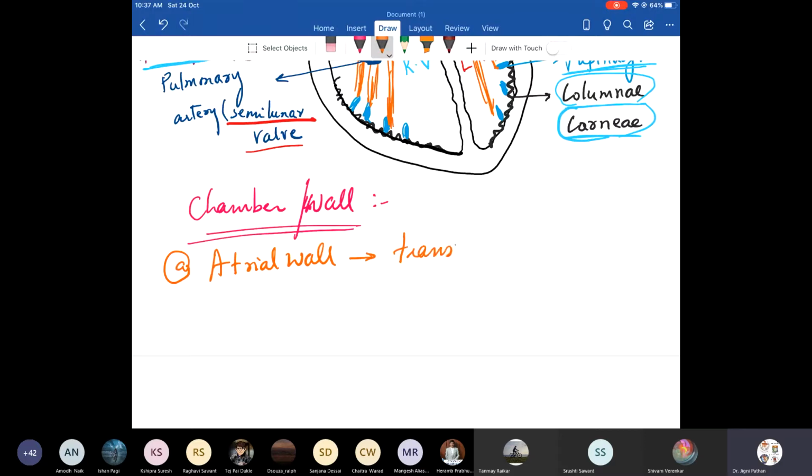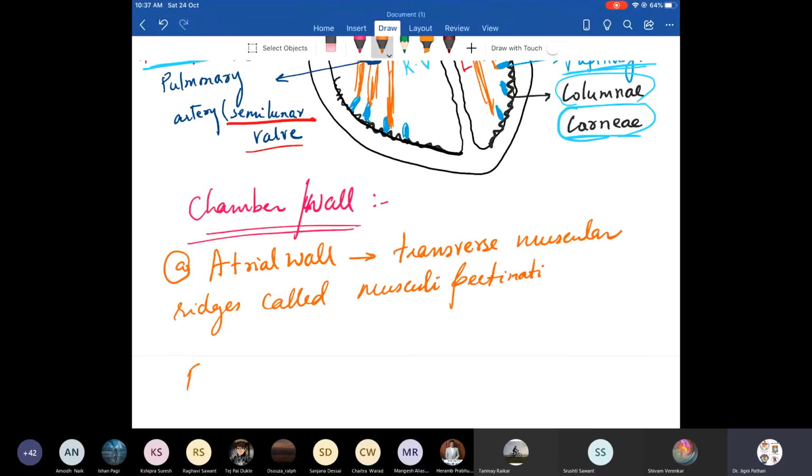Transverse muscular ridges called musculi pectinati. Then fossa ovalis. There is one more structure which we have not mentioned in the diagram. I'll show you now. Fossa ovalis is present in the atria.